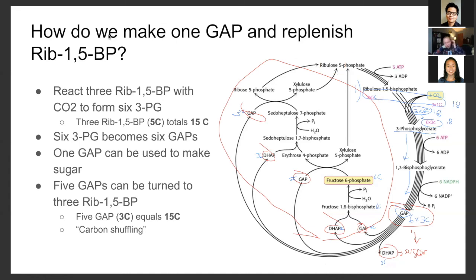And so to do the math, so hopefully this makes sense. At the gap stage, we had 6 molecules, each 3 carbons long. And then we said that at some point in time, we're going to get rid of 1 of them.